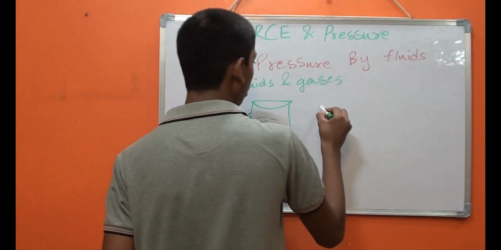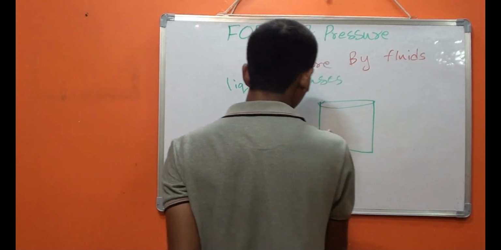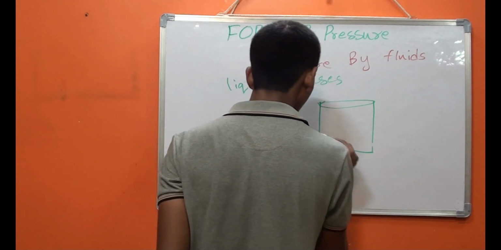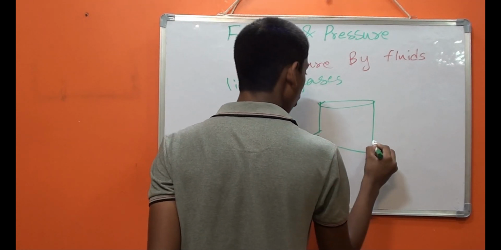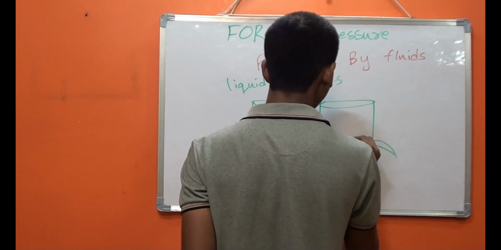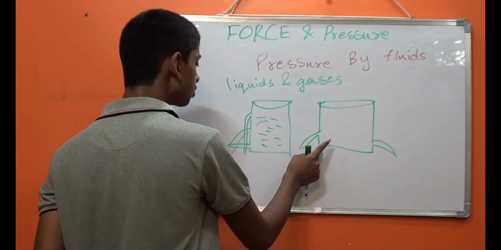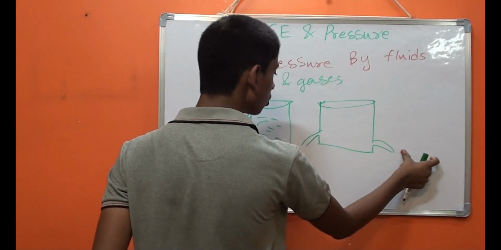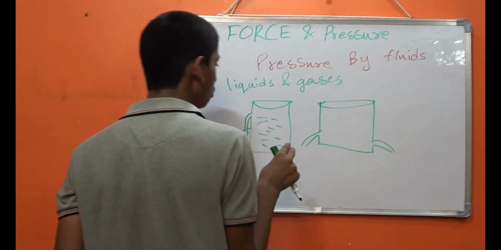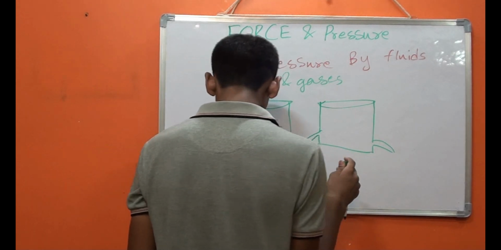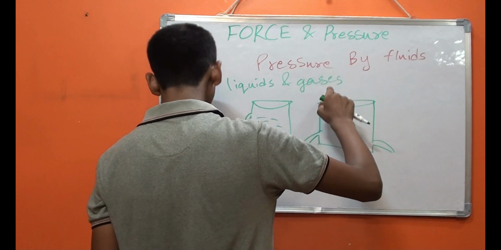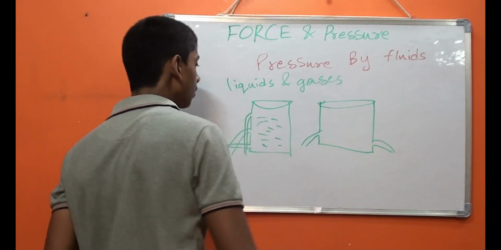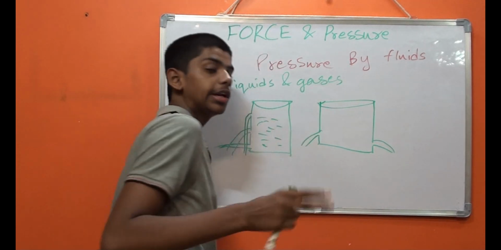Now let's take another vessel. We will make some holes. Now from this side the water would fall like this. The distance from here to here where the water falls and the distance from here to here where the water falls is equal, which means that the pressure exerted by the fluids is equal in all directions.